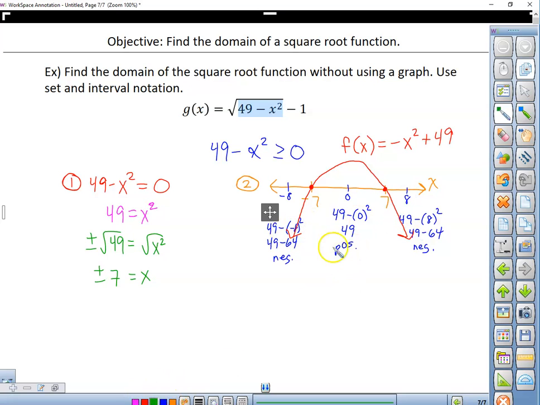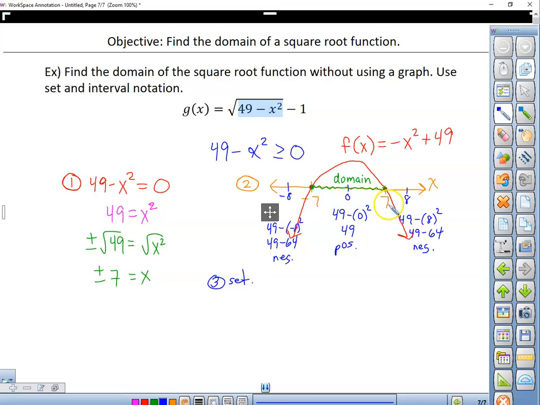Now, whether you can do all this, you now have to be able to interpret this information. And you need to understand that wherever you're getting these positive values, wherever your parabola is above your x-axis, those are the x's that represent the domain of the square root function. That's our domain.